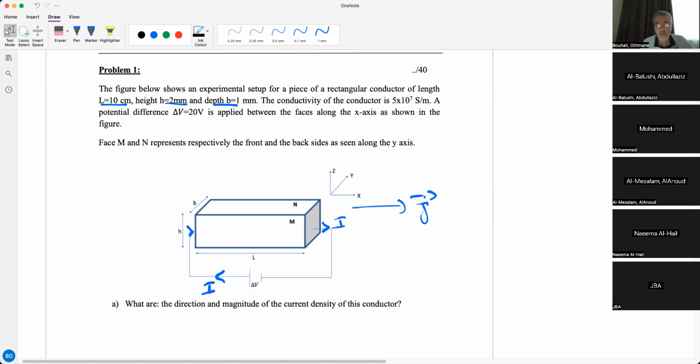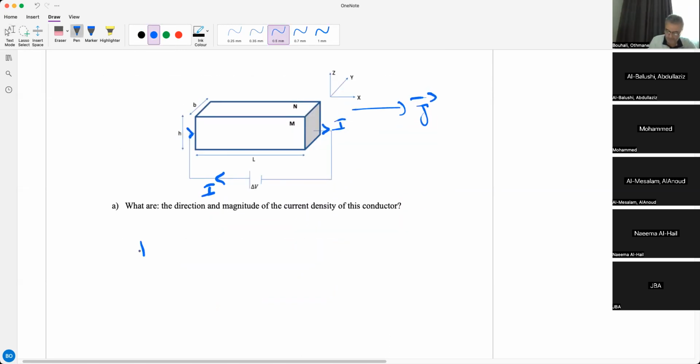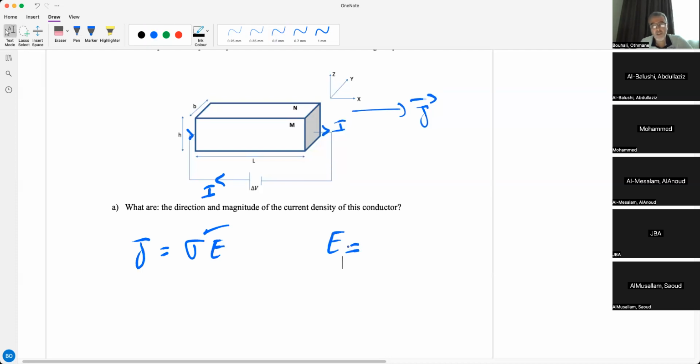Now, we already decided on the current density direction. What is the magnitude? How do I calculate the magnitude of this current density? The conductivity times the electric field. Exactly, conductivity times the electric field. Now conductivity is given. Now the electric field. How do I calculate the electric field?